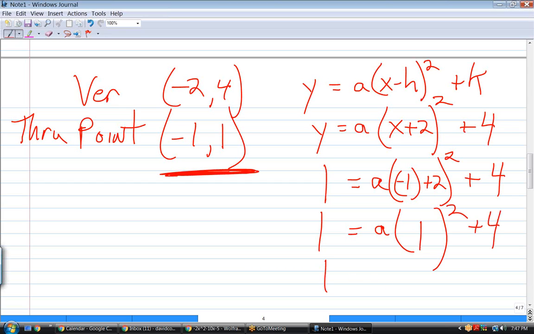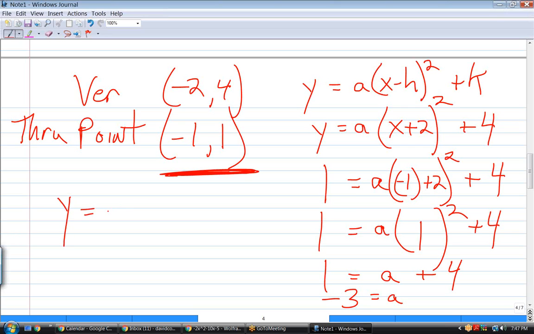So I have 1 equals just A, because 1 squared is 1, plus 4. So A equals -3, 1 minus 4. So what is the exact equation of this parabola?